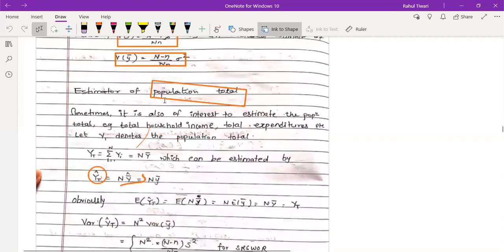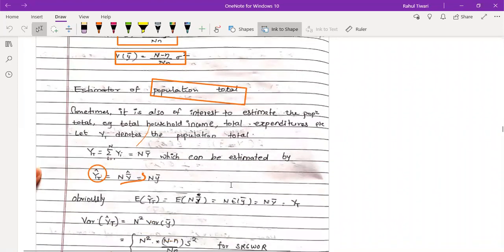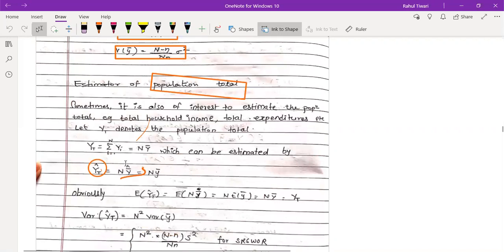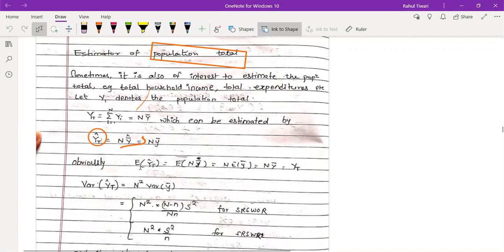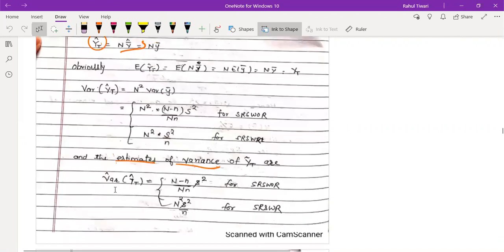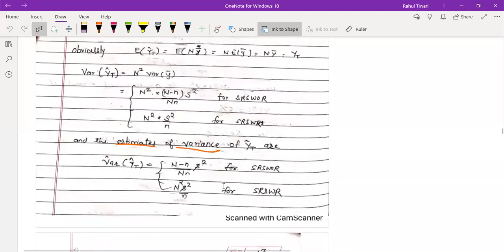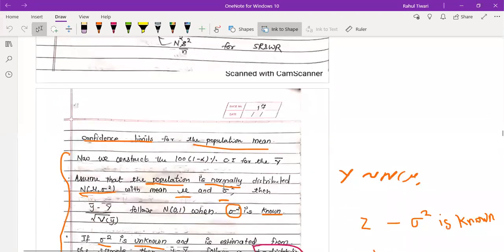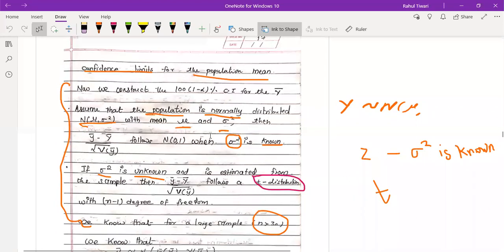Then we are talking about the population total. So population total is similar to your mean. The only thing is that we are not talking about the mean, we are interested in the total. So total can be written as N into capital Y bar. If I use the estimate, it becomes small. Then you can find expected value, you can find variance, you can find hat. That is all going to be the same. And then we move on to confidence limits.